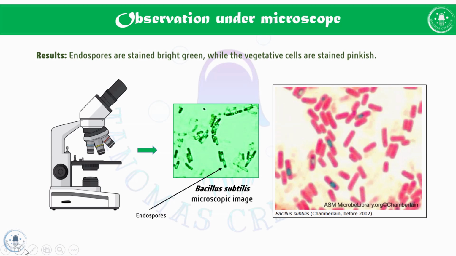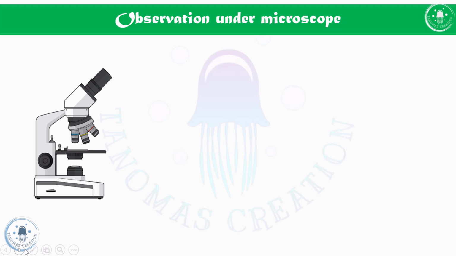Here you can see the vegetative cells have taken up the pink color of safranin, and the spores have taken up the green color of the malachite green. Now here you can see that not all bacteria have formed spores. Not all the bacilli have formed spores. This Bacillus subtilis is bacillus in shape. Now let us look into another example which is not bacillus in shape.